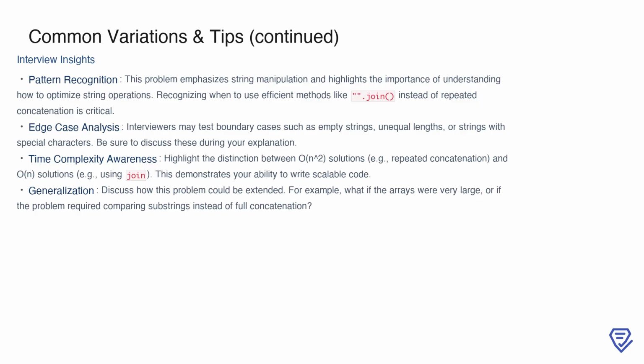Time complexity is another critical area to discuss. Explain the difference between O(n²) solutions, such as repeated concatenation inside a loop, and O(n) solutions, like joining an entire array at once. This indicates that you think about scalability. Lastly, try to generalize the problem. For instance, consider scenarios where the arrays are extremely large or where the task involves comparing substrings instead of full concatenation. This kind of forward thinking can set you apart in an interview setting.